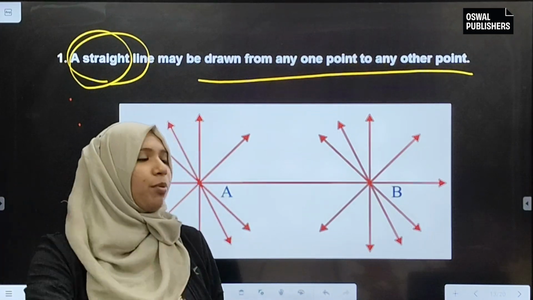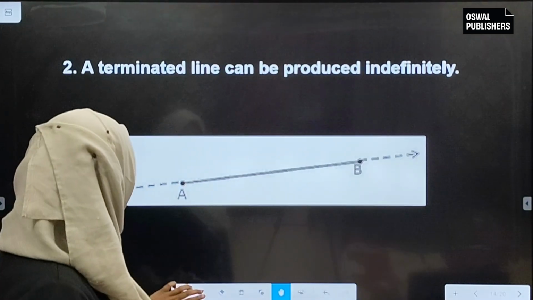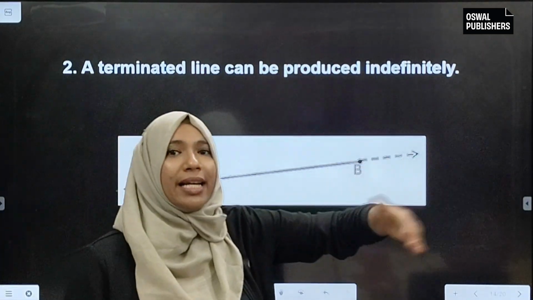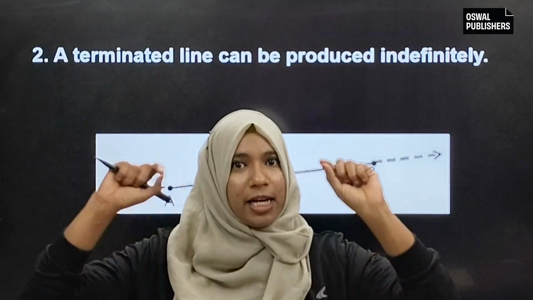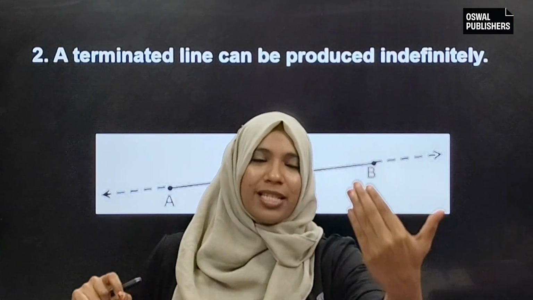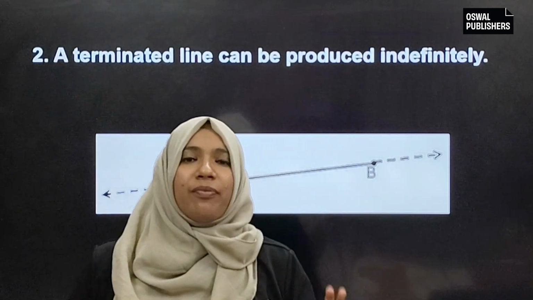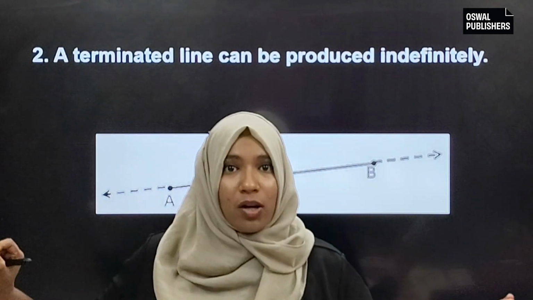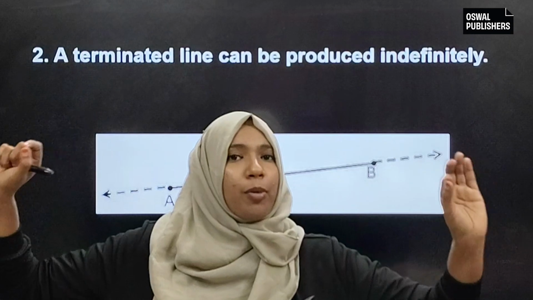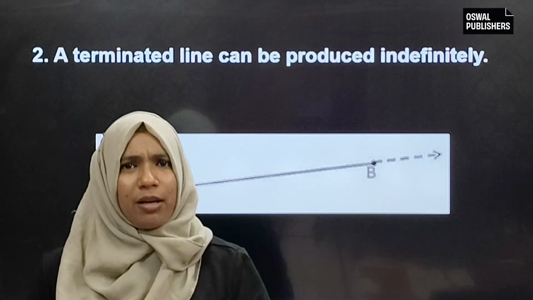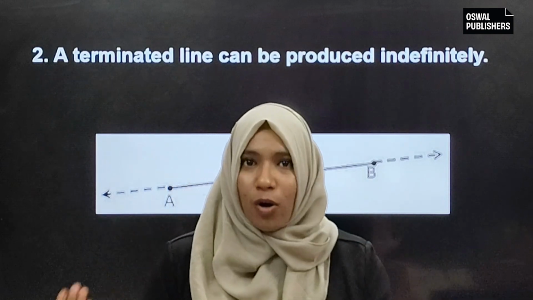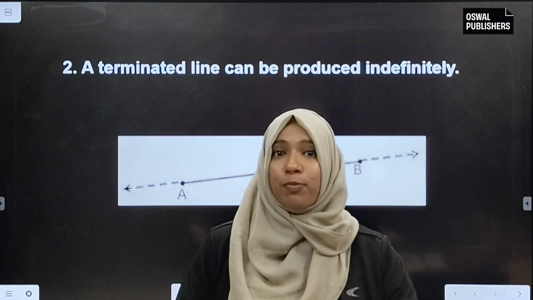And we can move to the second postulate. It is that a terminated line can be produced indefinitely. Terminated line means line segment, that is the end line. A line segment, which is a part of a line, we can produce it indefinitely. This is postulate number 2. It is a very easy one. I don't think that it needs much explanation.